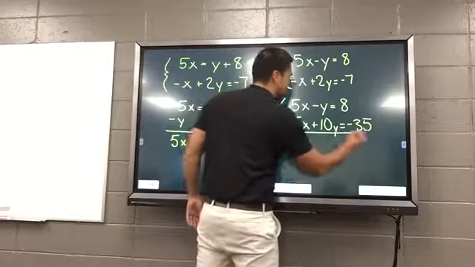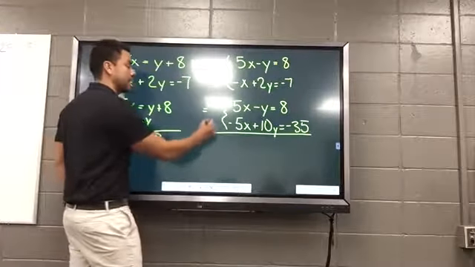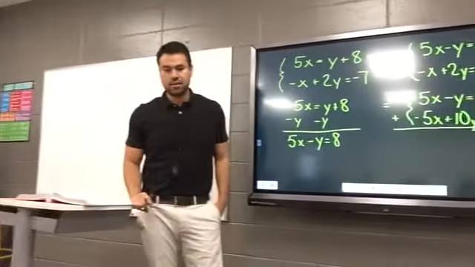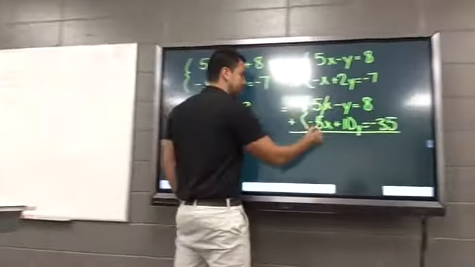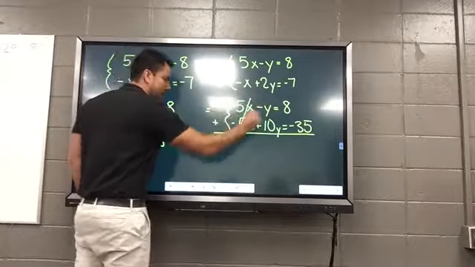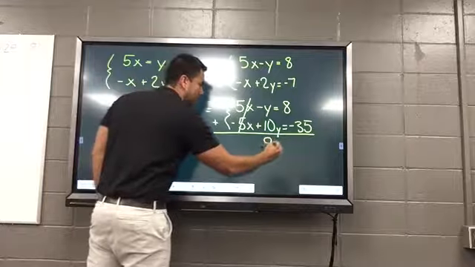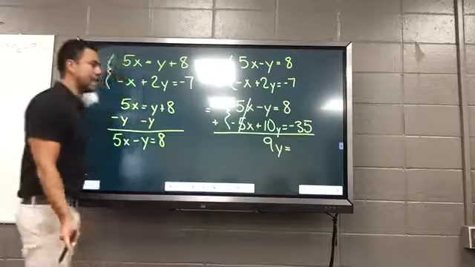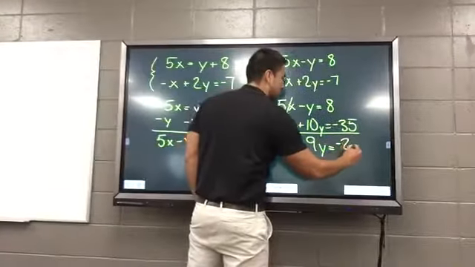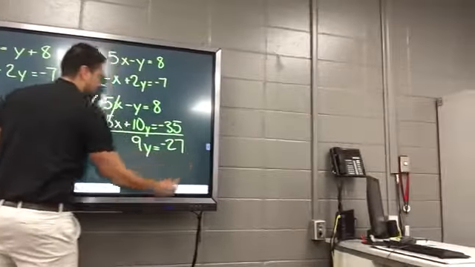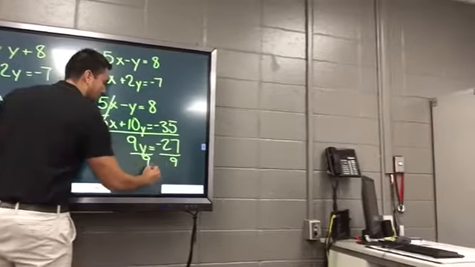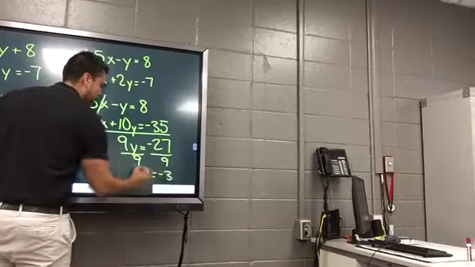Would I add or subtract these? Add them. Because what's 5x plus negative 5x? You got it eliminated, 0x. What's negative 1y plus 10y? 9y. And then what's 8 plus negative 35? Negative 27. What do I do to both sides? Divide by 9. Y equals negative 3.